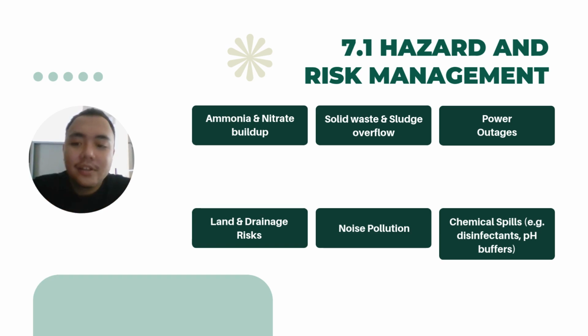There are several key risks we identified during our assessment. These include the buildup of ammonia and nitrate, which is toxic to fish and harmful to the environment, and sludge accumulation that could clog system components. We also considered noise pollution from pumps and blowers, power outages that can halt water circulation, chemical spills, and unsafe discharge of treated water into land and nearby drainage, which could cause environmental damage.